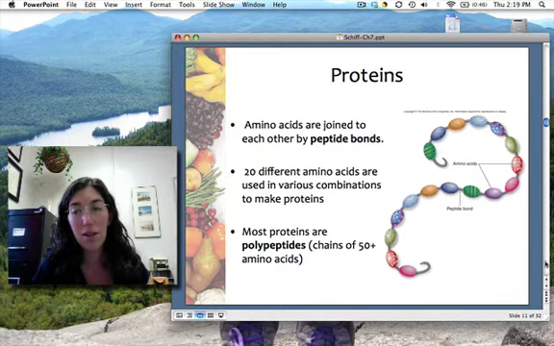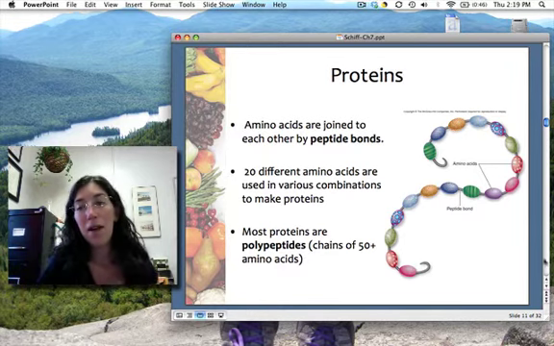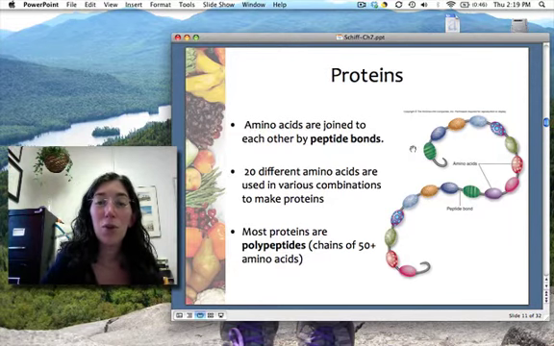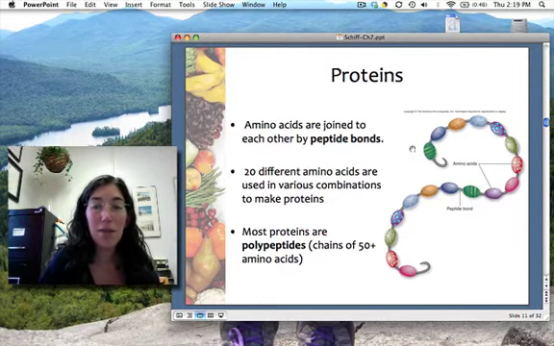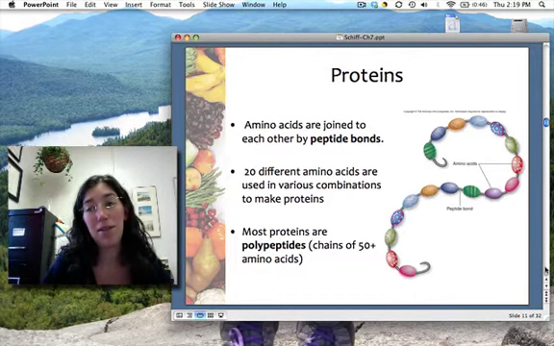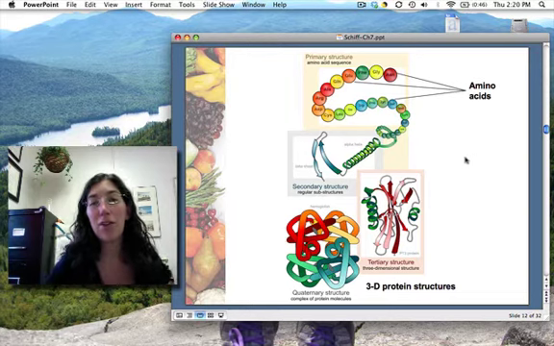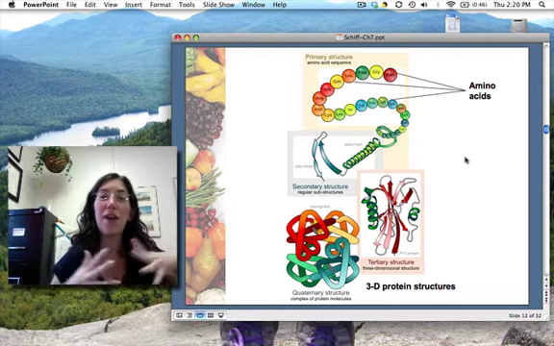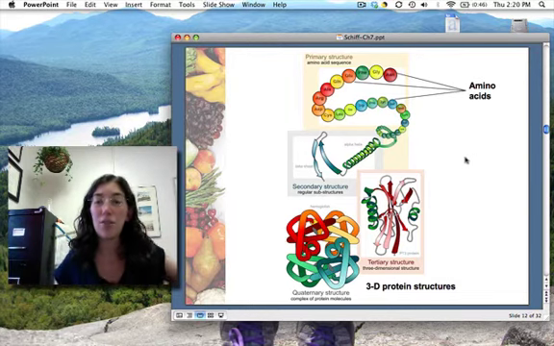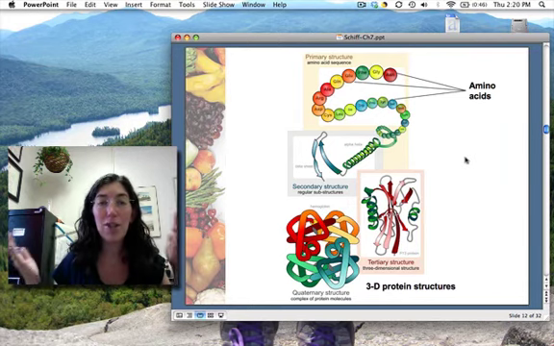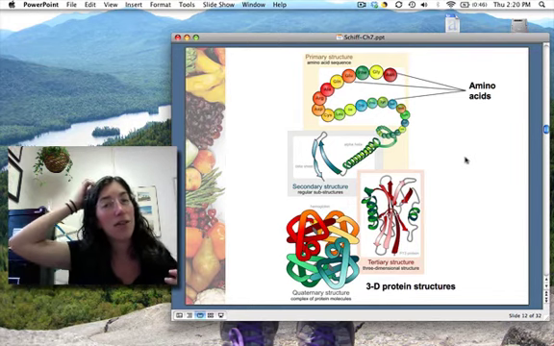Now, in our body, like I said, we have 20 different amino acids that we use, and we can combine them in various combinations to get lots of different proteins. So I'll talk about that in a minute. So these proteins, unlike carbohydrates, where you link them together and they have these long chains or long branching structures, and that's pretty much how they exist in our cells.